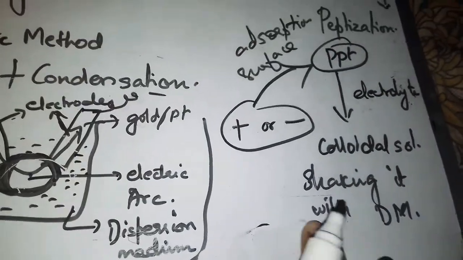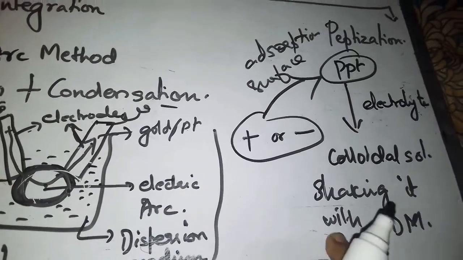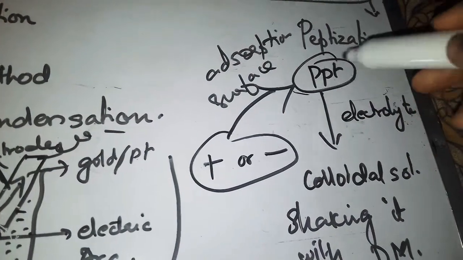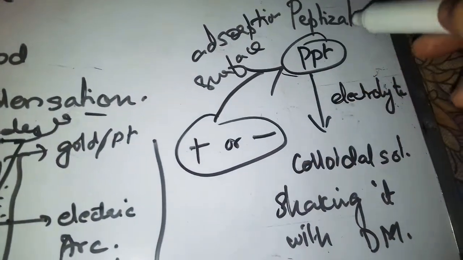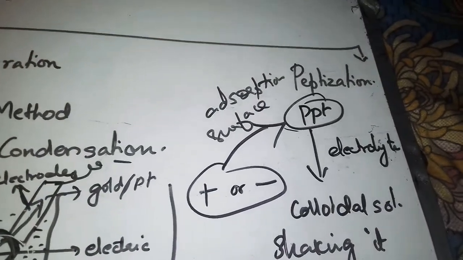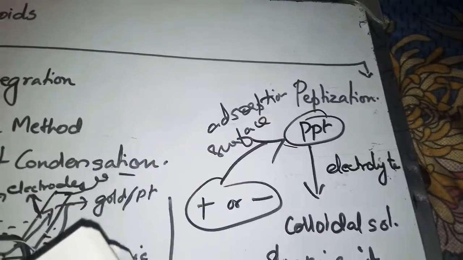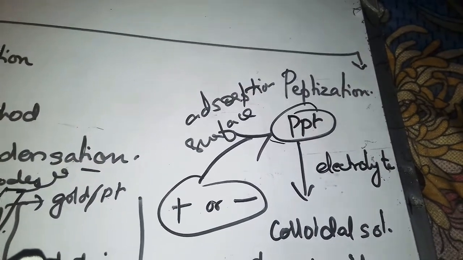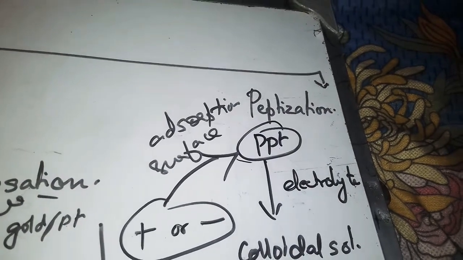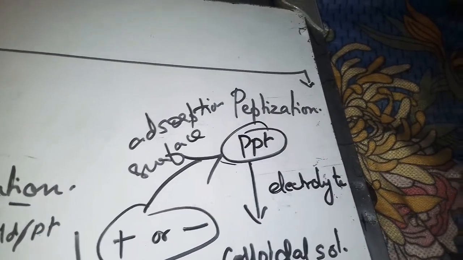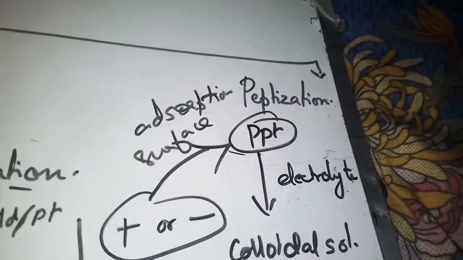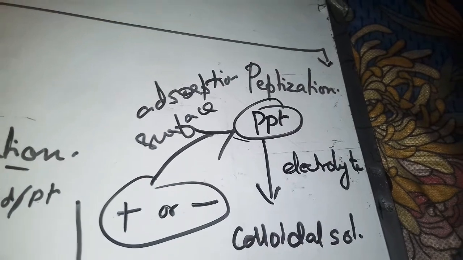So suitable ions, positive or negative, get adsorbed on the surface of the precipitate. Okay, they get adsorbed on the surface of the precipitate, and then after the adsorption on the surface, it breaks up into smaller particles of the size of colloids. Okay, this positive or negative charge developed on the surface of the precipitate breaks it up into smaller particles of colloidal size. And what is the peptizing agent in that?